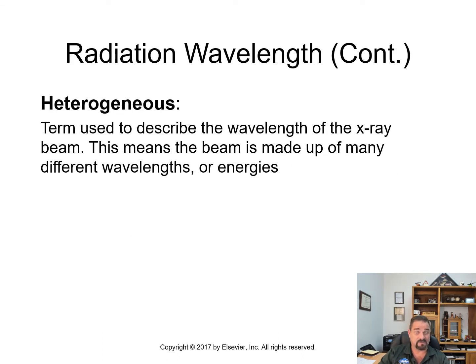That's a test question, by the way. All right, this is another test question. Heterogeneous. It is the term used to describe the wavelength of the X-ray beam. It simply means the beam is made up of different wavelengths and energies. It can vary based on the need, based on the depth of the tissue, based on whatever anatomical region you're doing an X-ray of. Heterogeneous. Put that one in mind. You'll see that on a test.